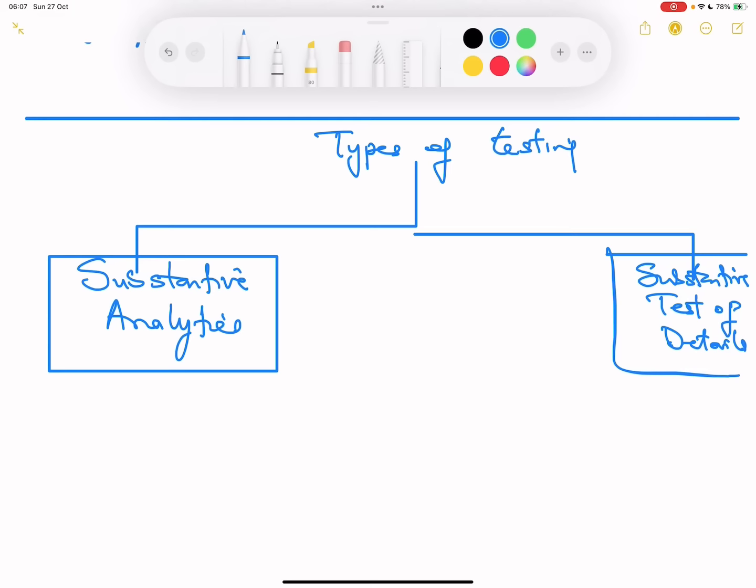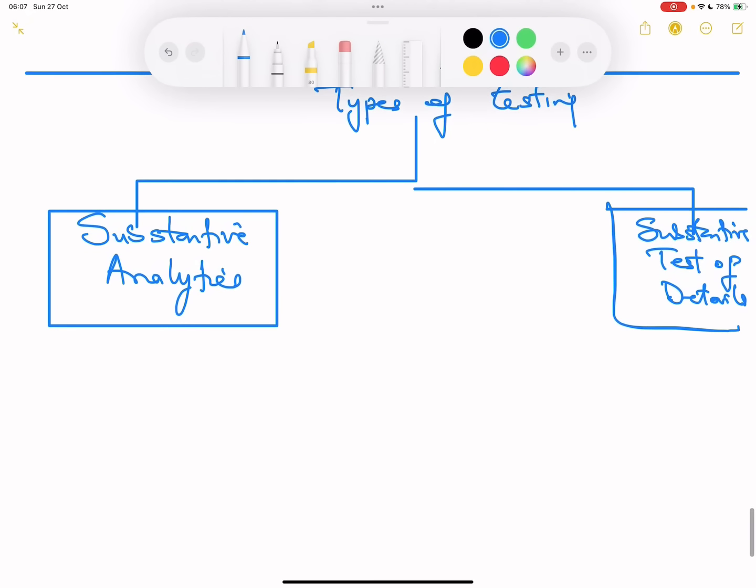In fact, one thing you need to know is that this one is, in quotes, less work, because it requires the use of fewer documents. But this one is about documentations, and you will see it. Let me quickly speak about substantive analytics.